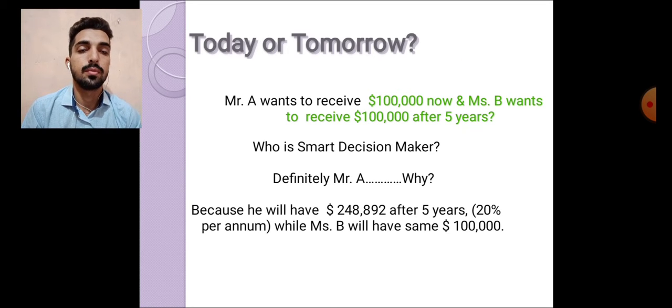Today or tomorrow. Mr. A wants to receive 10,000 now. Mr. B wants to receive 10,000 after 5 years. Who is the smart decision maker? Definitely Mr. A. Because why? Because he will have 48,892 after 5 years at 20% per annum, while Mr. B will have the same 10,000.